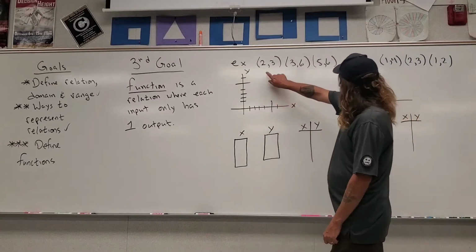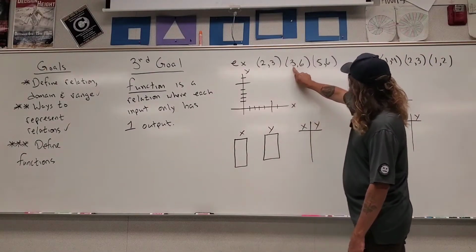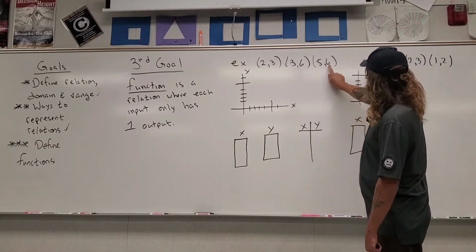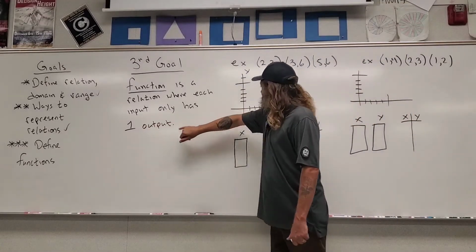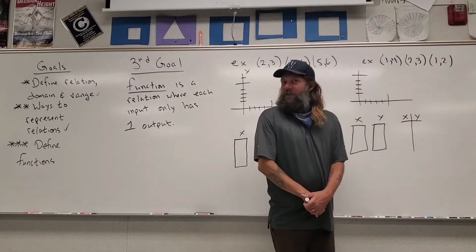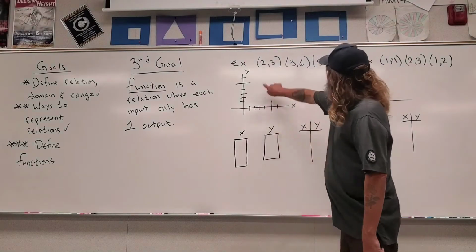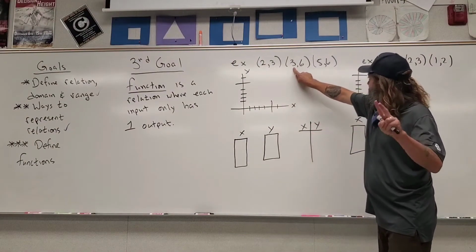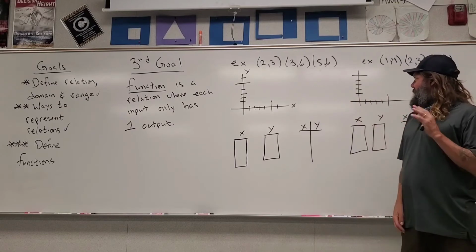So my first set of ordered pairs, I have an input 2 and it goes to the output 3. I have an input 3, it goes to the output 6. I have an input 5 and it goes to the output 6. Does each input only have one output? And the answer is yes. Each input only has one output. I have the input of 2 once. I have the input of 3 once. I have the input of 5 once. So each input has one output.